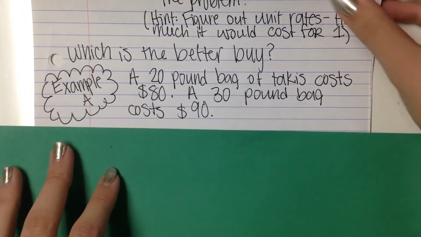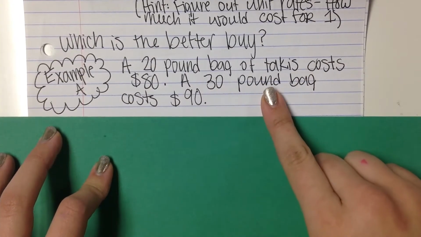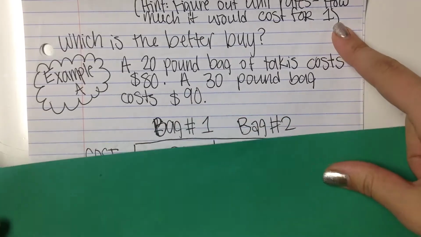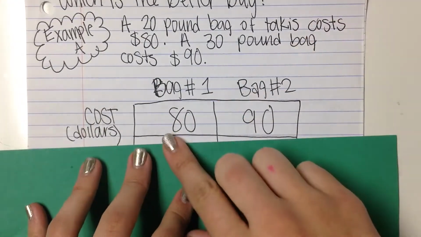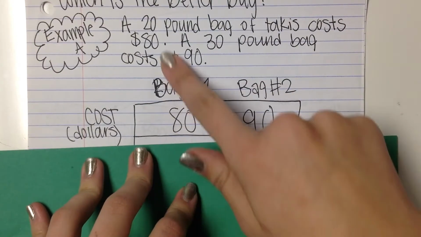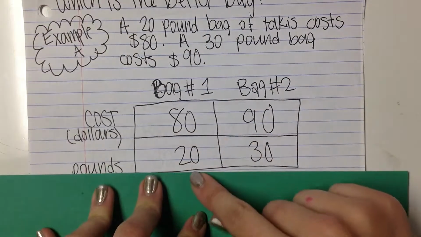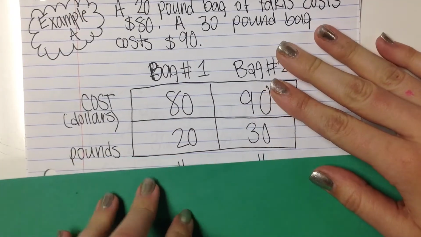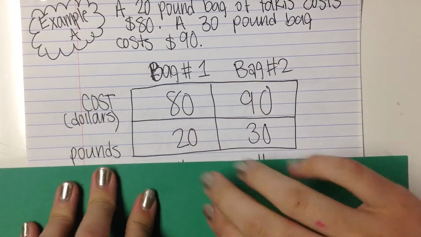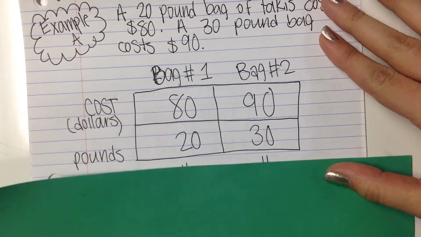Example A. A 20-pound bag of Takis costs $80. A 30-pound bag costs $90. So I'm going to set up my table for bag 1 and bag 2. The first bag in this problem, it tells me, is $80 for 20 pounds, and my second bag is $90 for 30 pounds. You could also set this up the opposite way so that you have pounds on top and the cost on the bottom.